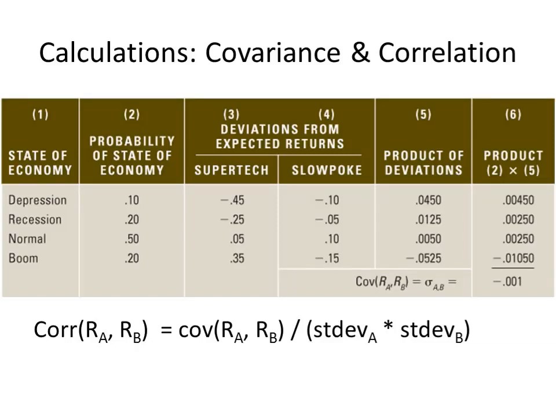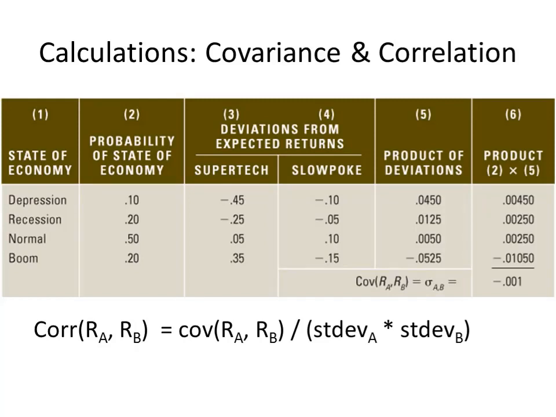Now, similar to when we figured variance earlier, what we're going to do is take the probability of each state of the economy and multiply it by the product of deviations in that state of the economy. For example, in depression, 0.10 times 0.045 gives us 0.0045. Similarly, 0.2 times 0.0125 gives us 0.0025, as does 0.5 times 0.005. Finally, 0.2 times minus 0.0525 gives us minus 0.0105. We're going to take all those products that we just calculated and add them together. And the sum of all those products is the covariance.